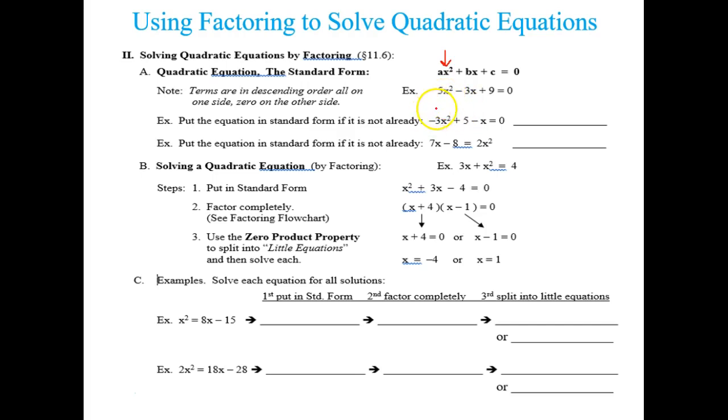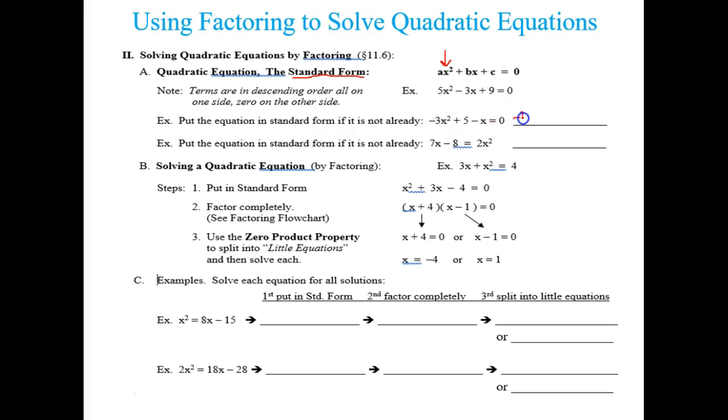Now you want to have all the terms in descending order on the same side of the equation. So this first equation, 5x squared minus 3x plus 9 equals 0, is in standard form. Standard form has to have all the terms on one side and in descending order. Okay. Now in this second equation here, this is not in standard form. The reason is it's not in descending order.